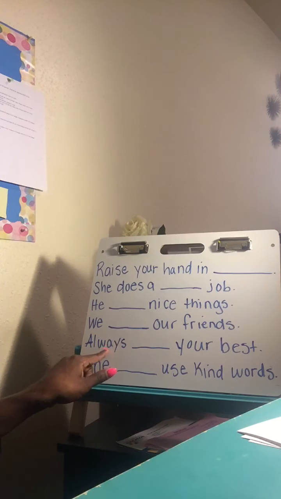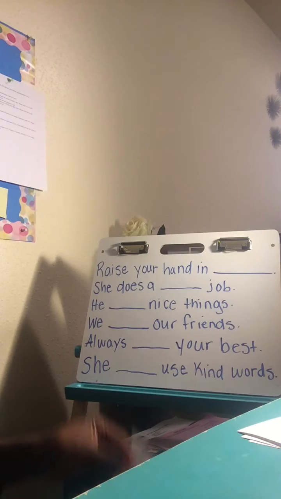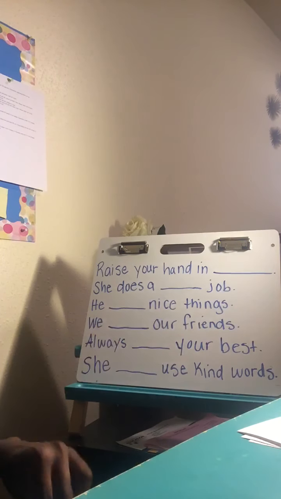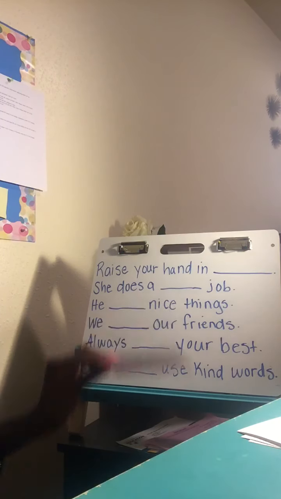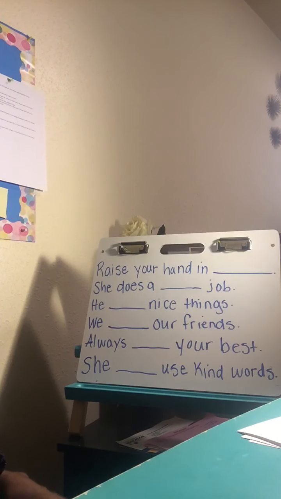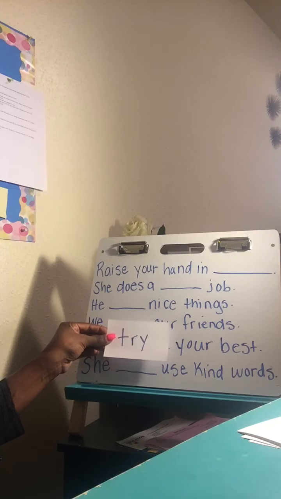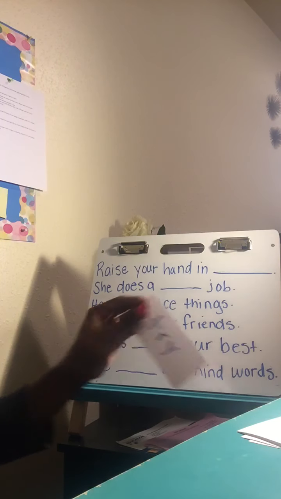Number 5, always blank your best. Always try your best. Always can your best. Which one makes sense? Always try your best. If you said try, you are correct.